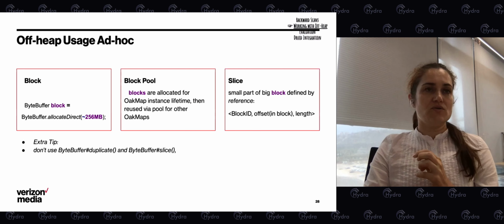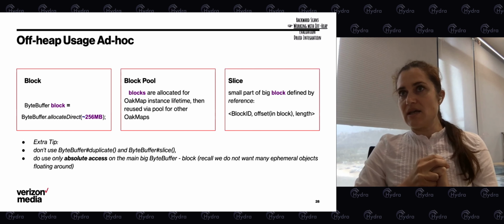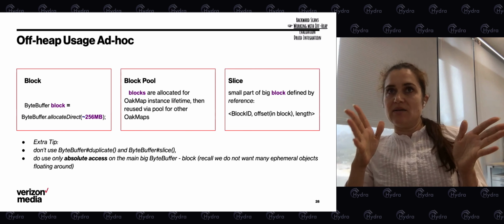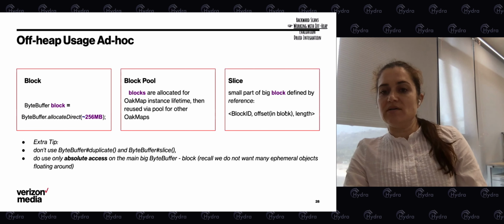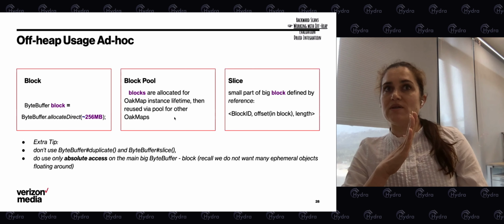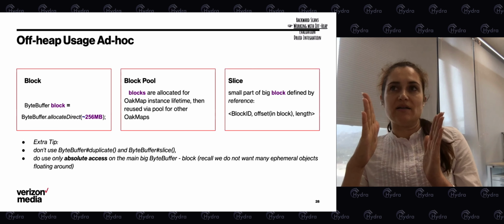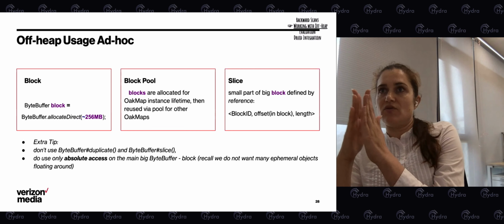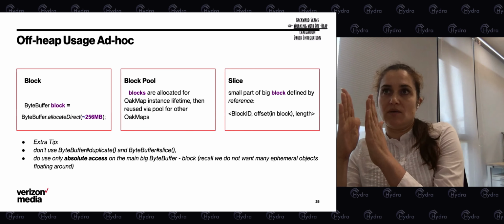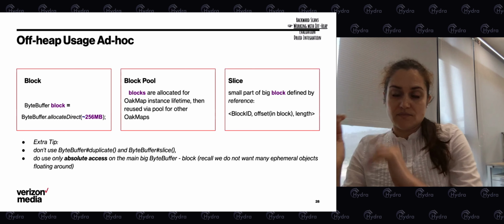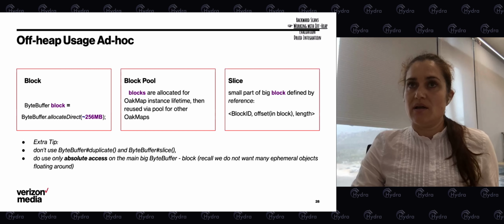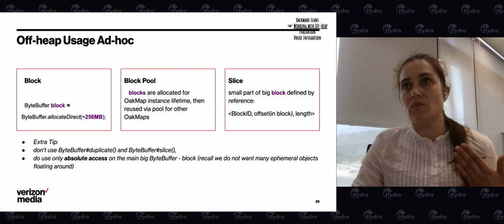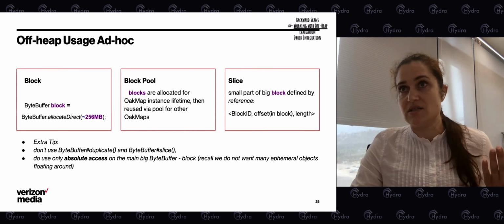Therefore, how do we access? We use absolute access anytime. For each slice, we know which block it is related to, the block ID. You see here that each slice has a reference. The reference is block ID, offset inside this block, and length. Therefore, the position of each block is always 0, and we use absolute access. We calculate what we need from this slice and read specifically this part of the block. We find this much more beneficial, because all those objects in the background, if we had implemented it with duplicate and slice, are just a nightmare.